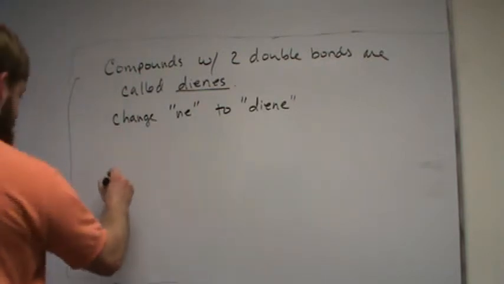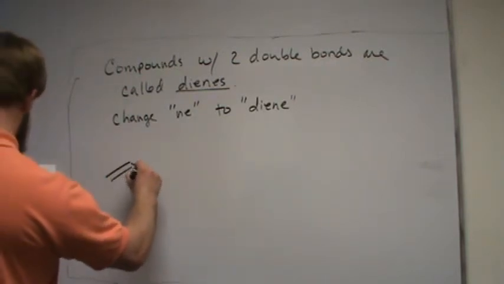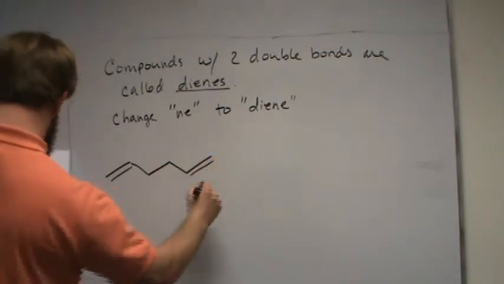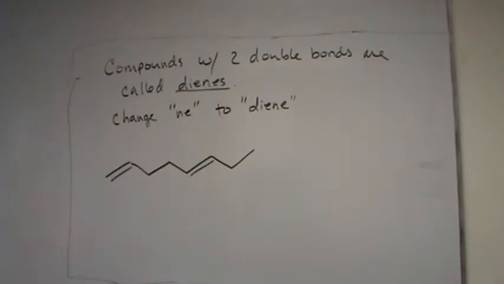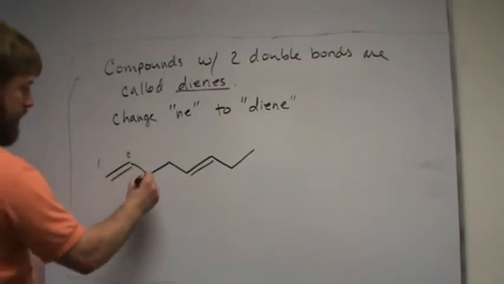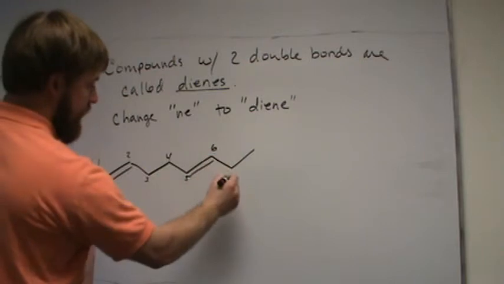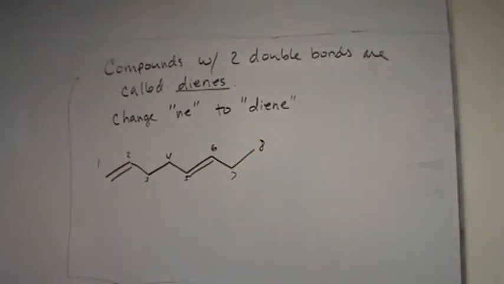So here's one right here. Name this. We've got to start numbering. We can start numbering on the left side or start numbering on the right side. If we start on the left, our first double bond is carbon number 1. You can't get any better than that, so that's where you start. 1, 2, 3, 4, 5, 6, 7, 8. So it's a diene with 8 carbons.